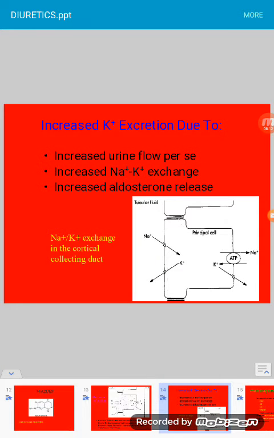Increased sodium excretion is due to increased urine flow per se, increased sodium-potassium exchange, and an increase in aldosterone release. So with all these three mechanisms, when thiazide is taken, there will be increased potassium loss. Remember, for all diuretics, the major adverse reaction is electrolyte imbalance, because the sodium, potassium, everything is lost from the body through the urine. So there will be severe electrolyte imbalance: hyponatremia, hypokalemia, and hypochloremia, whatever it may be.